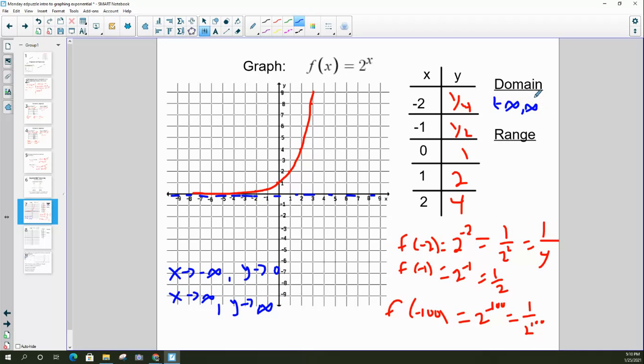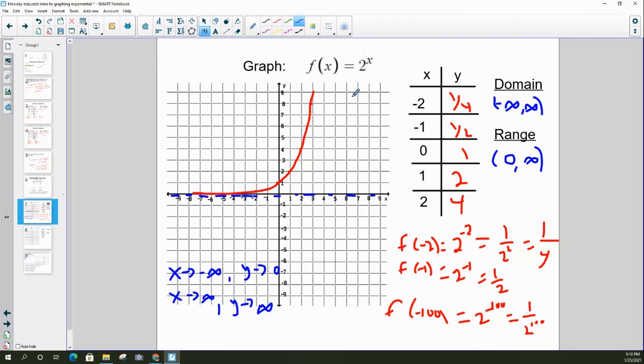The range, though, is not all real numbers. It is restricted by that asymptote. It's never going to go below that asymptote. So the asymptote's at 0, so it's never going to go below 0. It's actually never going to equal 0. So it's 0 to infinity, both in parentheses. No bracket here because it doesn't equal 0.